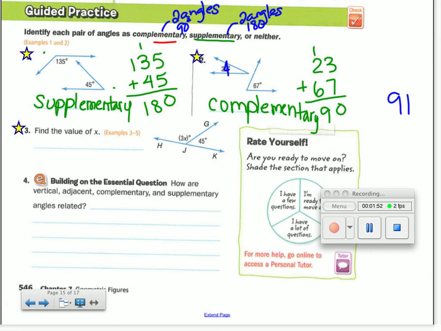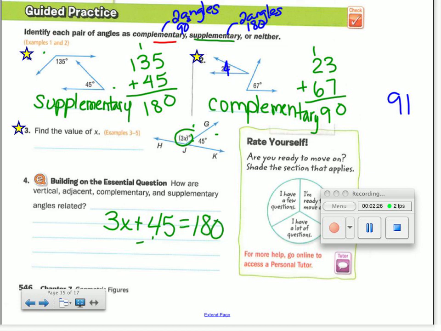All right, moving on to number 3. What you need to do is solve for x. To determine how to solve for x, you want to decide what these two angles together equal. 180, because they are a straight line, and in a straight line it's 180. So if you add these two adjacent angles together, 3x plus 45 equals 180.